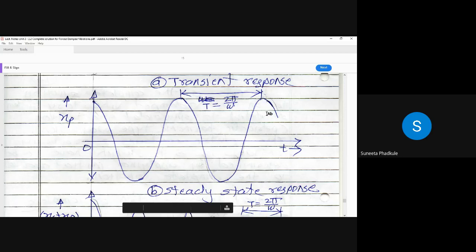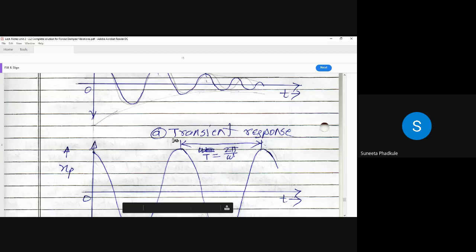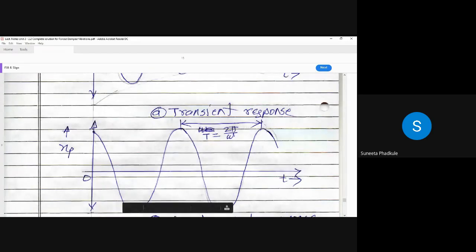Now if you add this transient vibration plus this vibration, okay, let me see how many students are there. Two more students have left. Why? I don't know.